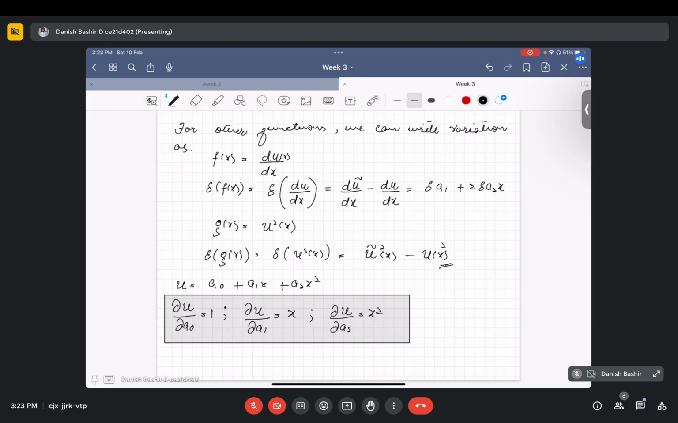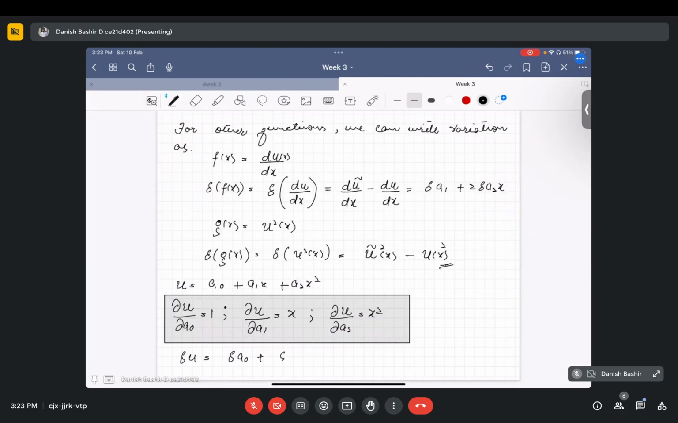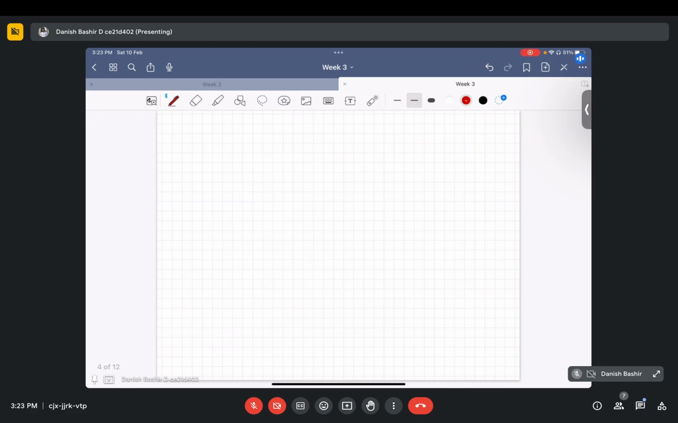So we calculated the variation of u to be equal to delta a naught plus delta a1 x plus delta a2 x square. If I multiply by 1 here, it will not change the function. So 1 is equal to dou u by dou a naught, x is equal to dou u by dou a1, and x square is equal to dou u by dou a2. So I can write the variation of u in another formulation like this.